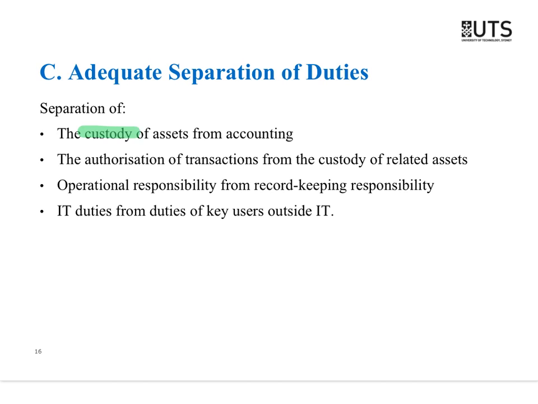So separation of duties: the people who have access to assets, different from the people who do accounting, different from the people who can authorize transactions, different from the people who do record keeping. And that is the same for physical jobs like accounts receivable and sales, as much as systems jobs like IT as well.